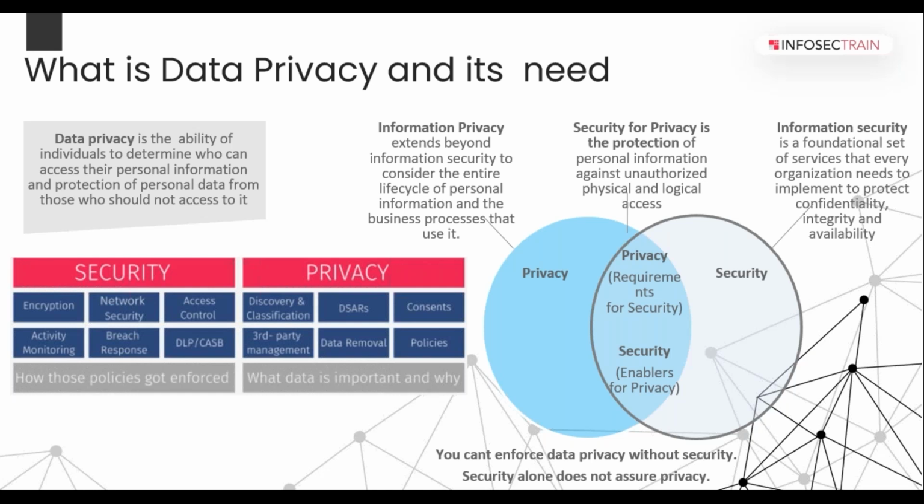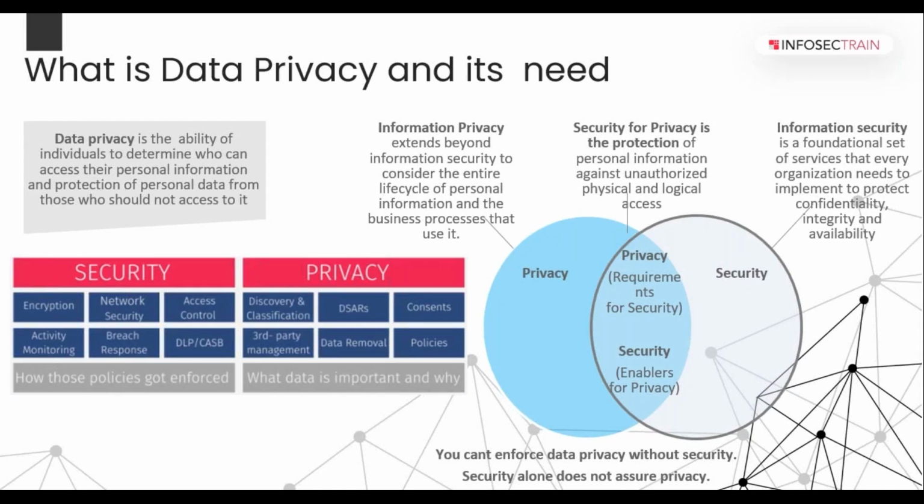When I say data security, you would have often come across concepts like encryption, network security, access control, activity monitoring, breach monitoring, and DLP, which is data leakage prevention, and so on. When we say data privacy, it predominantly starts with data discovery, data subject access rights, consent, third-party management of what data they handle, data removal, and the policy set forth for data privacy. One fundamental question is that privacy revolves around what data and why it is needed, and information security is mostly about enforcing these policies and how you protect this particular data.